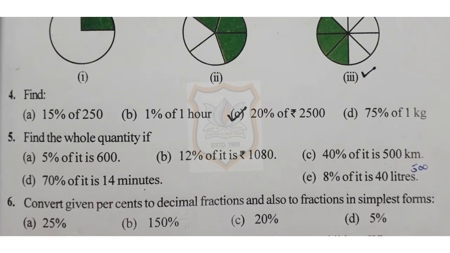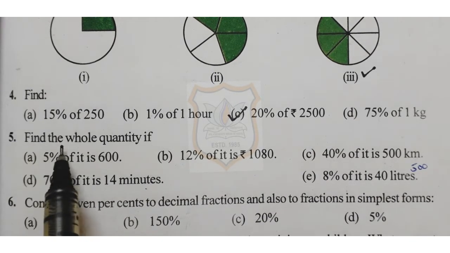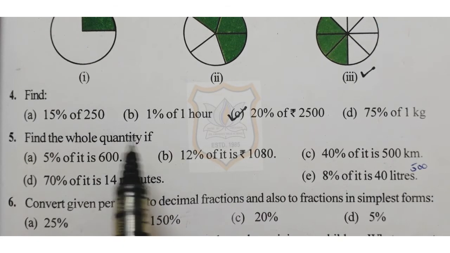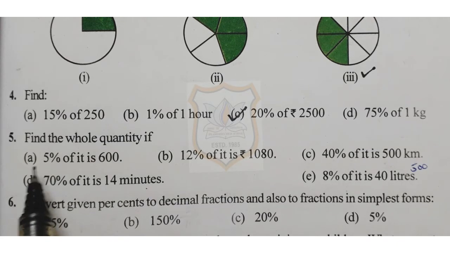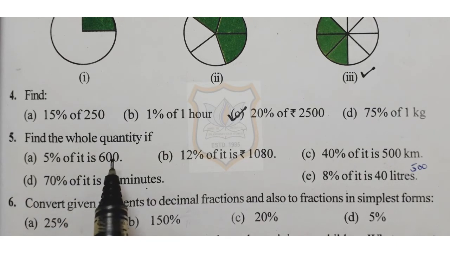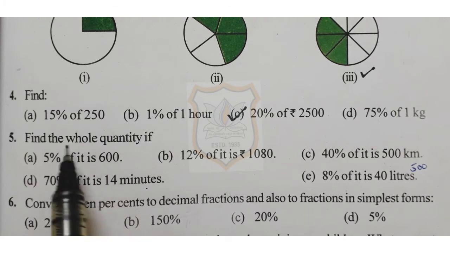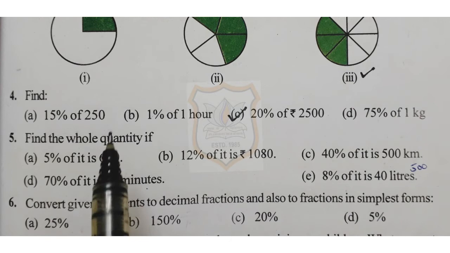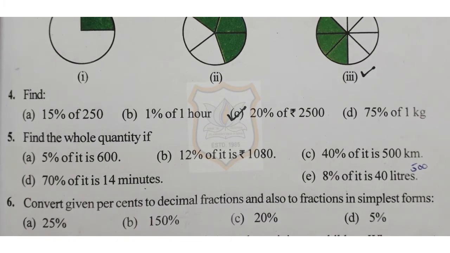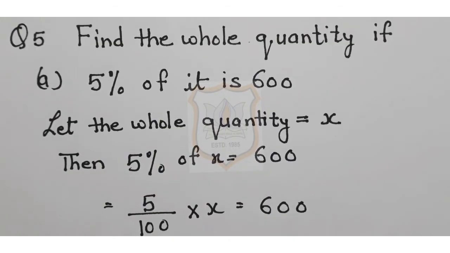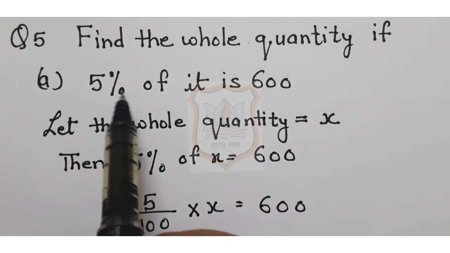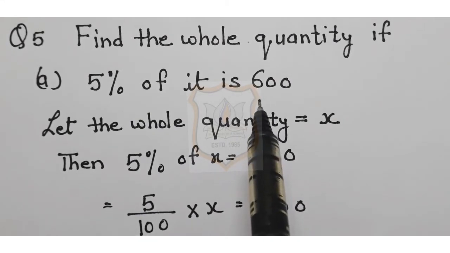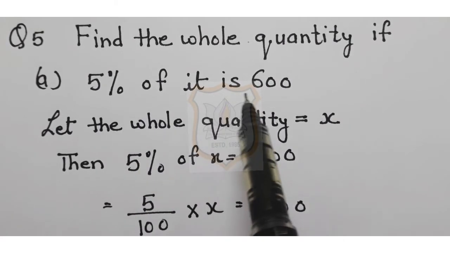Now let's solve question number 5, and that is: find the whole quantity if. What you have to do is find out the whole quantity. A part is 5% of it is 600. If 5% of that whole quantity is 600, then what will be the whole quantity? So this is the solution of A part of question number 5. It means you have to find out the whole quantity in which 5% of it is 600.